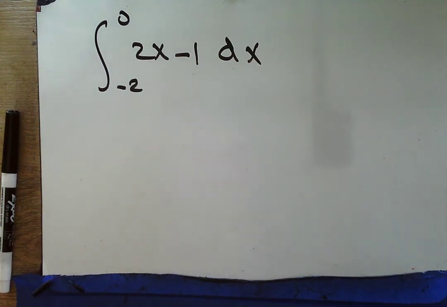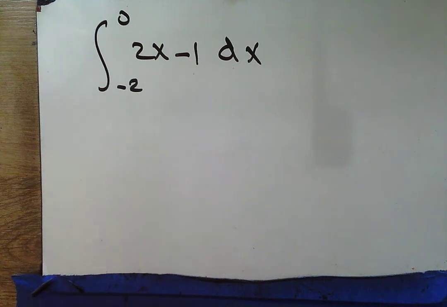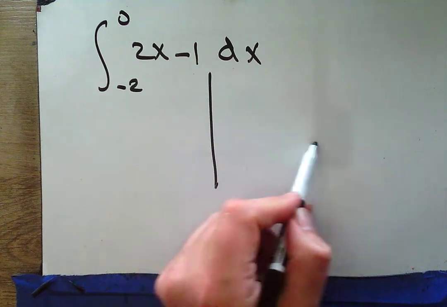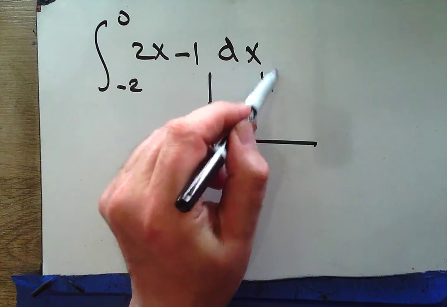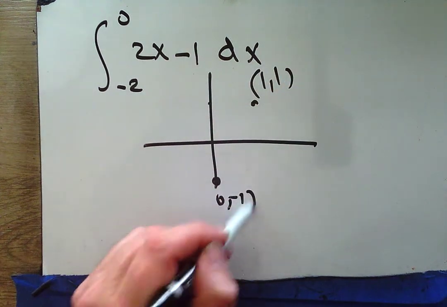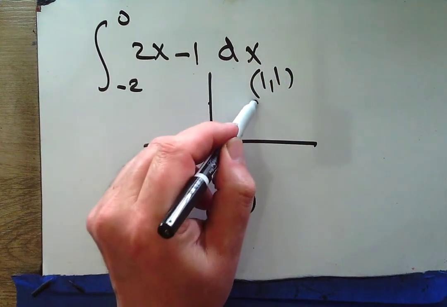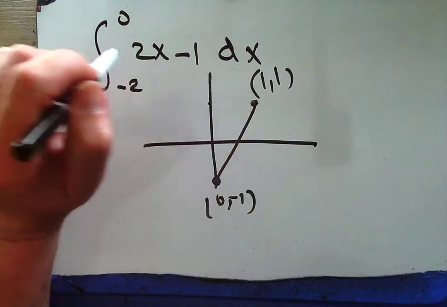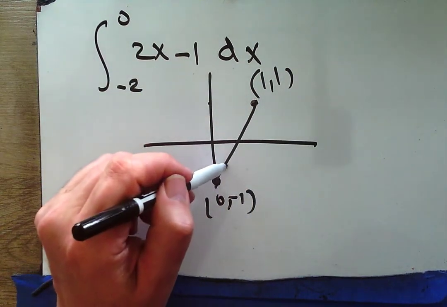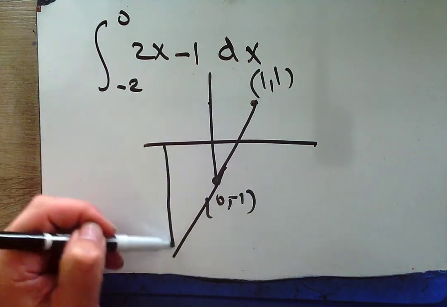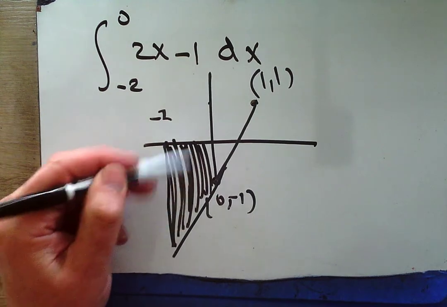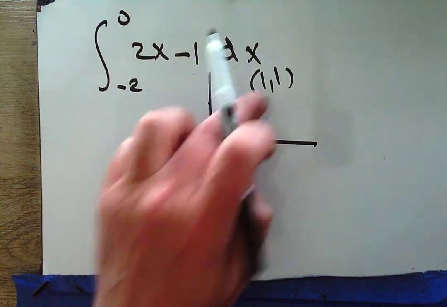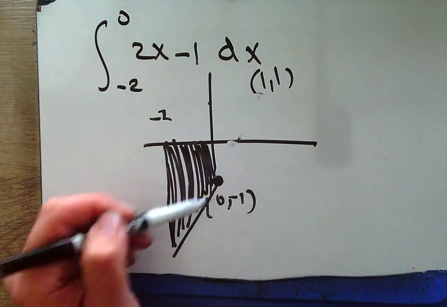All right, welcome back. How'd it go? What formula did you use? What'd you see? Well, let's take a look at the graph. Up 2 over 1. So I'm looking at this. And remember, I'm integrating from negative 2 to 0. There's negative 2, there's 0. And we want this. Not that, or that. Okay, there's the point 0, negative 1.